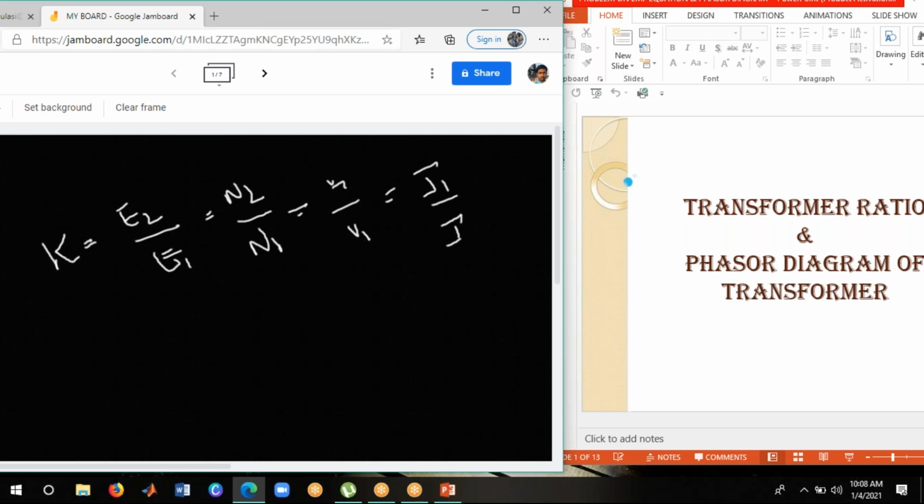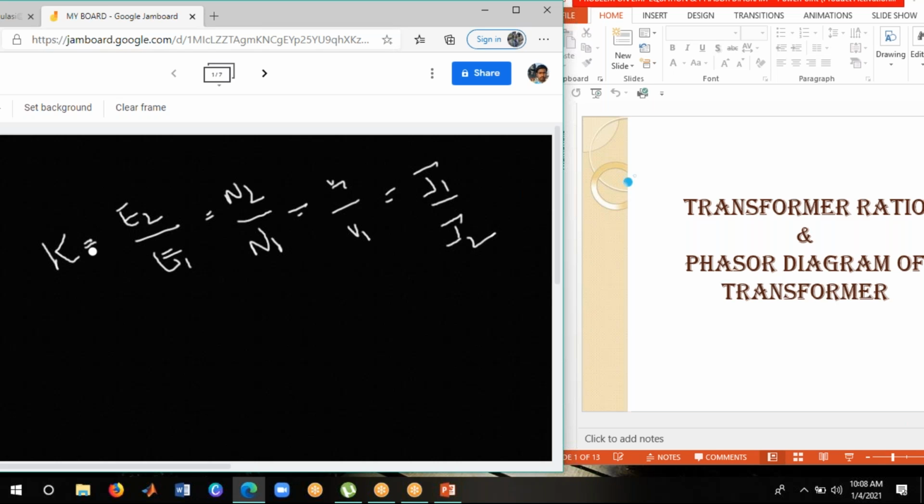So students, keep this relation in mind. See, if any problem is asked from the transformer unit, you need to remember the EMF equation and this transformation ratio. Then only you can calculate the remaining parameters, right? So K equals E2 by E1, N2 by N1, V2 by V1, and I1 by I2.